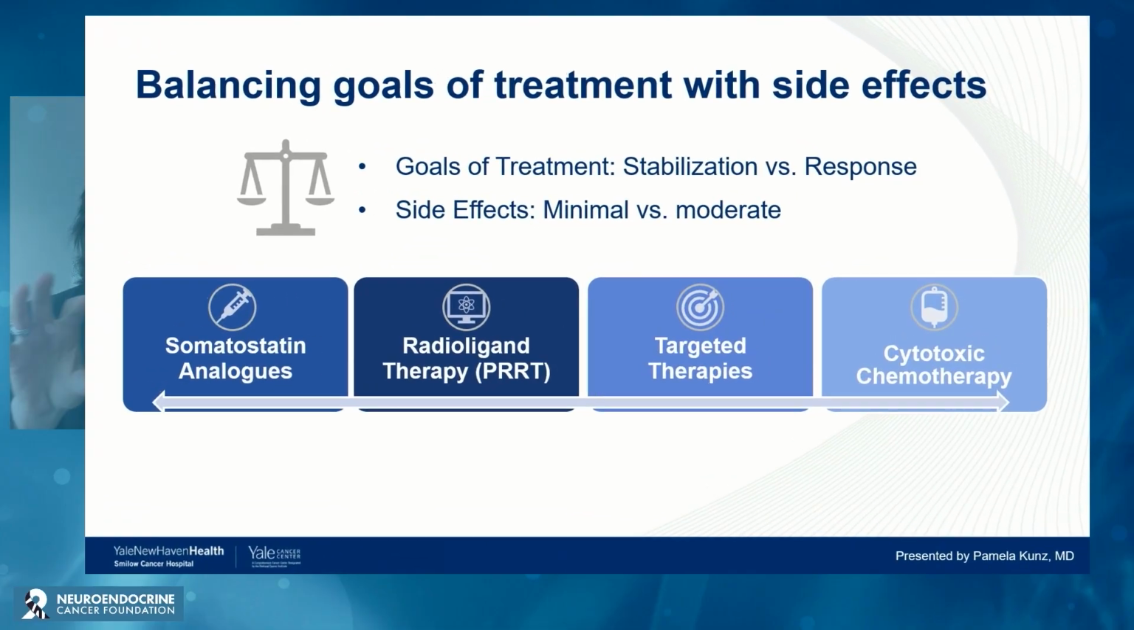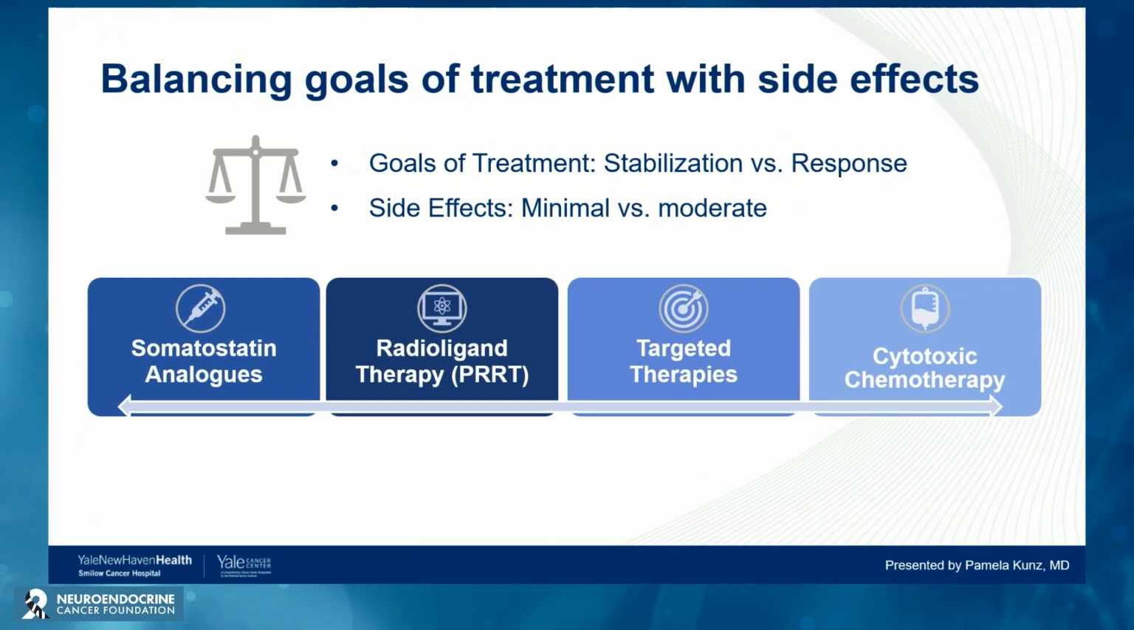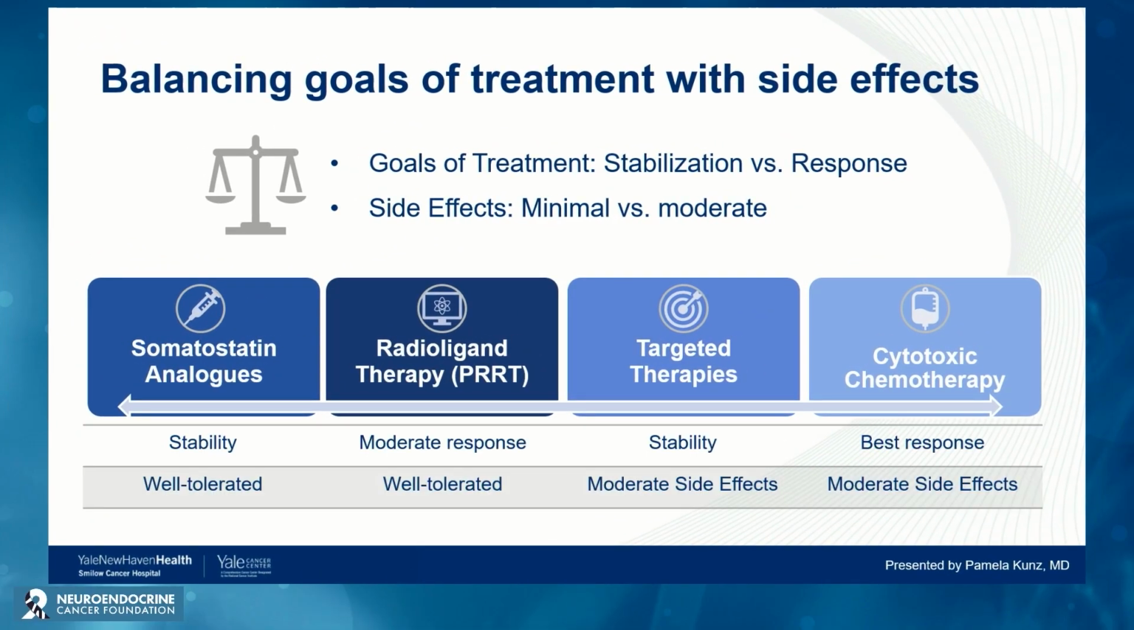As we think about those 4 buckets of systemic treatments, and as I'm talking with patients and thinking about how to tailor those treatments, we also discuss that somatostatin analogs in general will yield stability, and they're very well tolerated. So it is for patients that maybe don't need shrinkage of their tumor, but stability would still be considered a win. If a patient needs shrinkage, we then think about going to radioligand therapy or cytotoxic chemotherapy, but those are going to have more side effects.